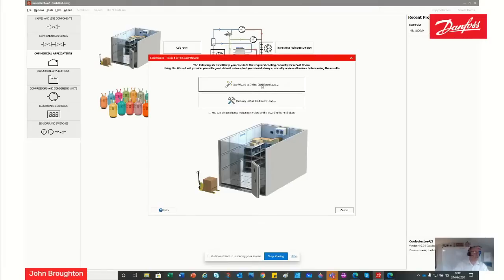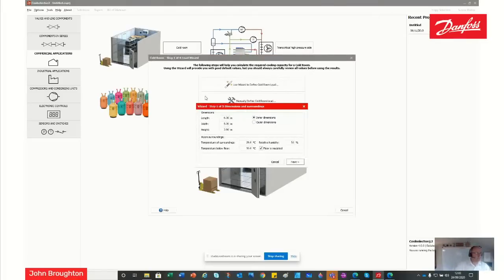As a point to note, if you want to know all the intricacies of the tool, there is a help button down here. If you open it, it will open a PDF that explains a lot more. Today we'll try to use the tool hands-on as best as we can. So let's go to the wizard.